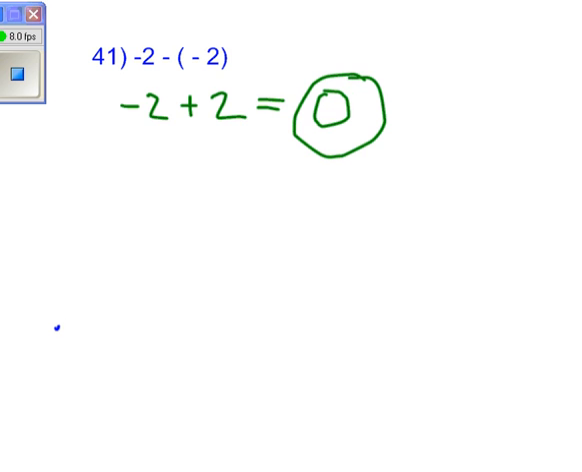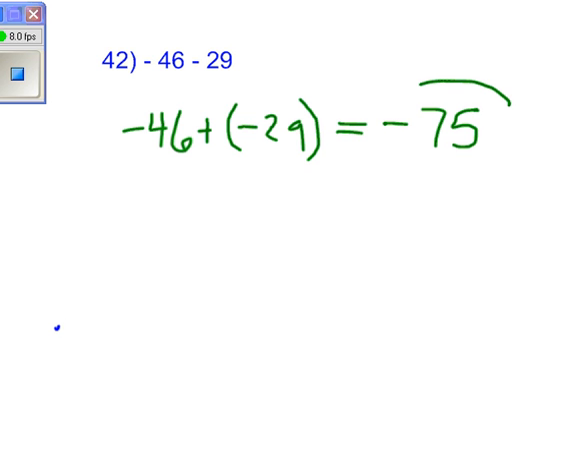On problems 40 through 47, you're going to be subtracting integers, which we know as add the opposite. And so 0 minus 8 becomes 0 plus a negative 8. 0 plus a negative 8 is negative 8. 41 says negative 2 minus a negative 2. This would become negative 2 plus the opposite of negative 2, which is 2. Negative 2 plus 2 is 0.